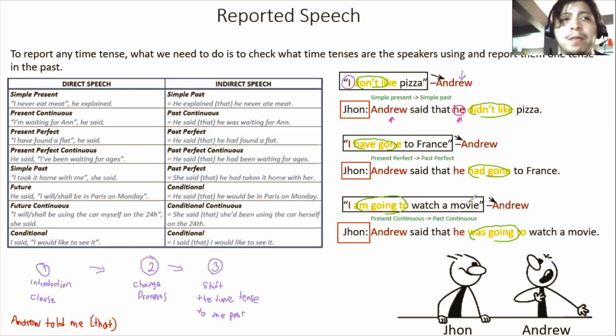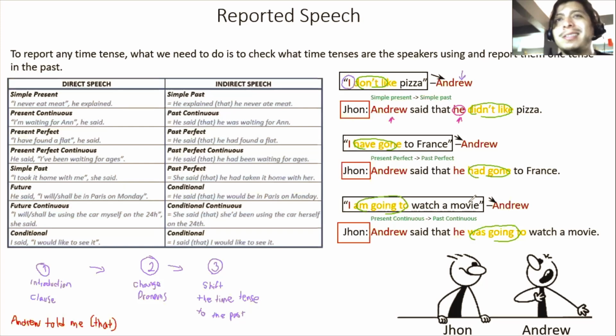When we have present continuous, you report it in the past continuous. When somebody says something in the past continuous, you report it in the past perfect continuous. When somebody says something in the present perfect continuous, you also report it in the past perfect continuous. And when somebody says something in the past perfect continuous, that's it. You don't have anywhere back to go.